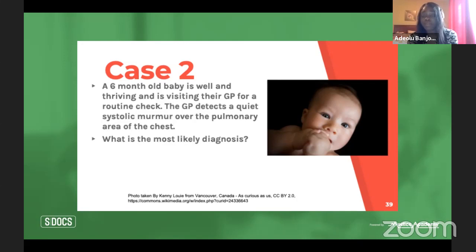So this is quite different from the previous case because this baby is completely asymptomatic and is well and thriving, but the only sign is a quiet murmur over the pulmonary area of the chest. And so this is actually an atrial septal defect or an ASD. So this is a left to right shunt instead of a right to left shunt. And that is why the baby is presenting asymptomatically and the only sign is the murmur. And just remember how an ASD differs from a VSD: a VSD would have a harsh sounding systolic murmur, whereas an ASD has a more quiet murmur over the pulmonary area of the chest.